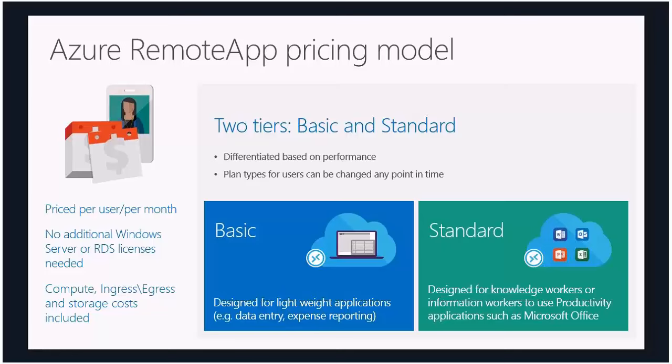When you go with the standard instance, we change the scaling from 16 users per instance to 10. So standard, you have more compute. Again, when we look at what they are designed for, basic is designed for lightweight applications. Standard is designed for knowledge workers, information workers that use productivity applications like Office. You could actually deploy Office applications in your basic instance, but again, if you have 12, 15 users on that one instance, performance may be poor.